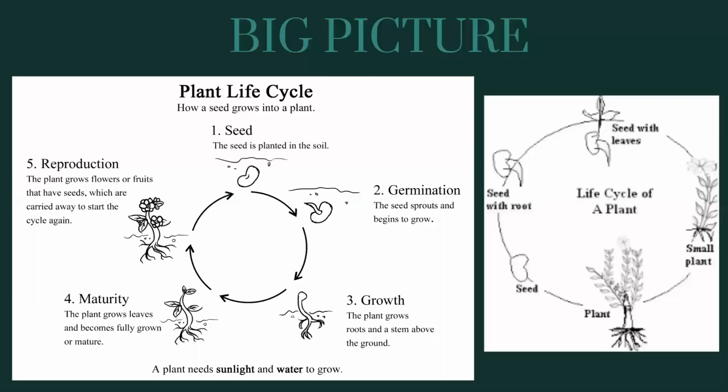Since this is a cycle, here's a better image to really understand how the plant cycle works. Take a moment to just look at how the seed evolves to be a plant and how the plant continues this cycle by producing seeds.